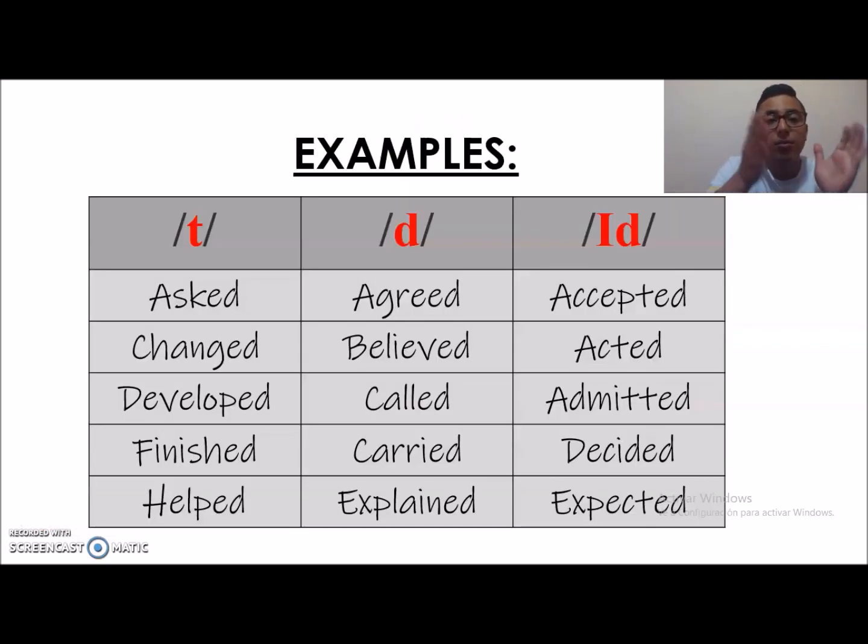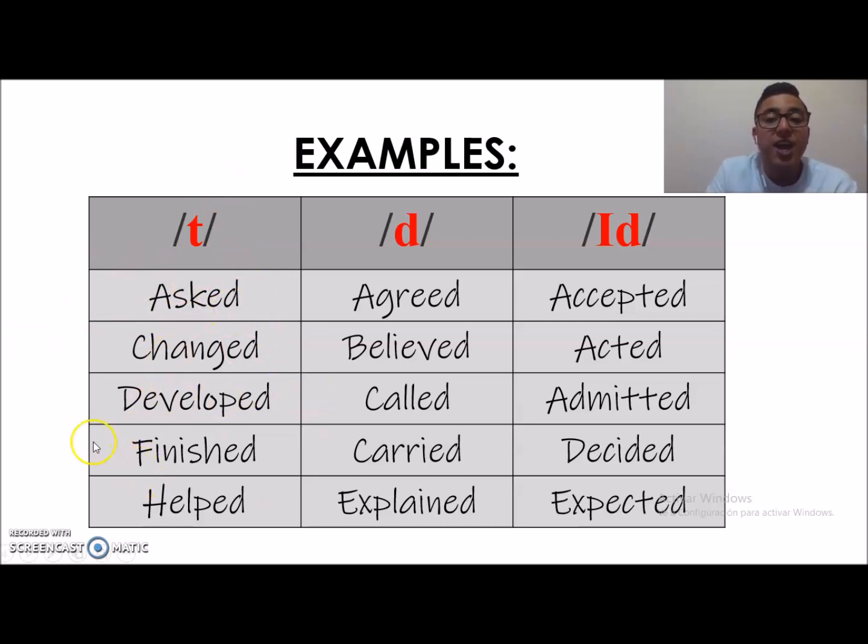And here we have the three different categories. The first one, which is t. And here I'm going to show you some examples. So I'm going to start with the first one. Remember that we have to identify the ed, and before the ed we have to see what is the last sound, not the letter. Alright? So here we have that ask ends with k sound. Alright? So k is voiceless. That's why we are going to pronounce asked. This ed pronunciation is t. It is not asked, but it's asked.